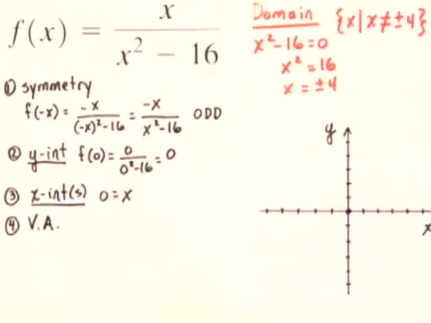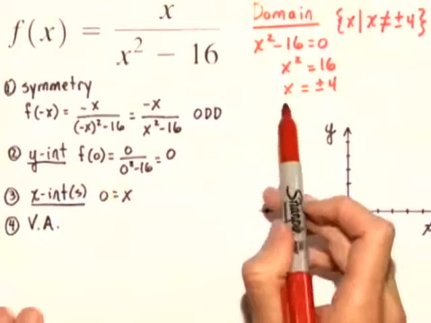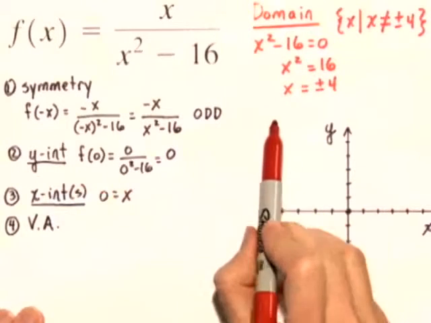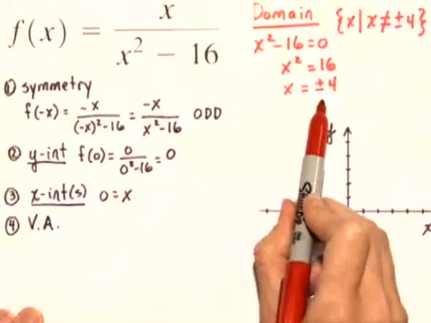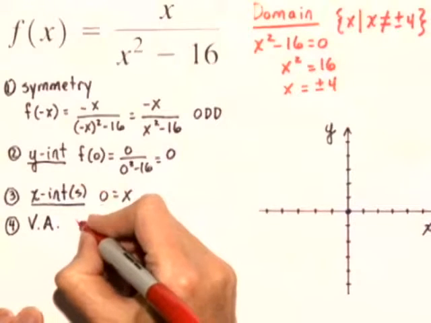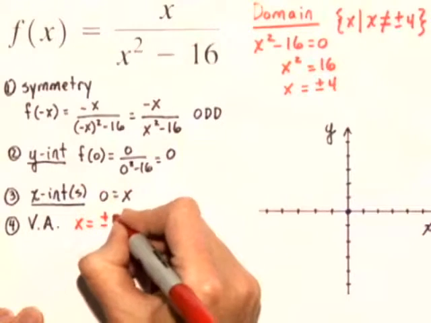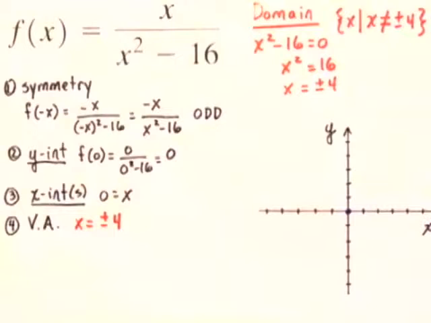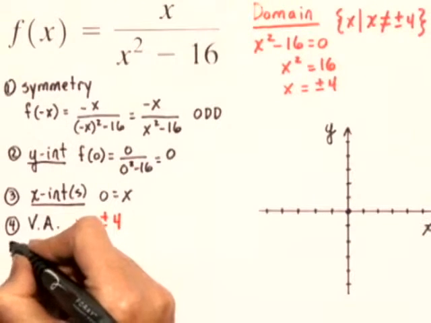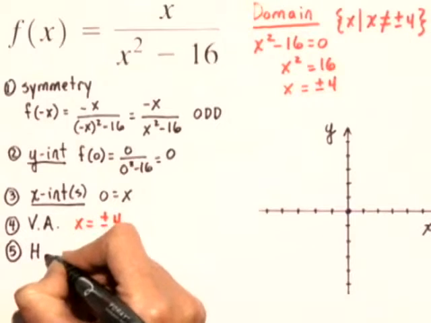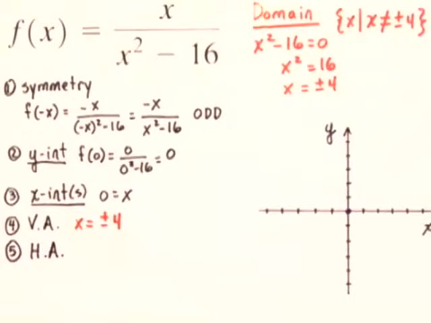We find vertical asymptotes by setting the denominator equal to 0. Well, we already set the denominator equal to 0 when we were looking for our domain, and we got a solution that x was equal to positive or negative 4. So we do have 2 vertical asymptotes. In step 5, we look to see if we have a horizontal asymptote.